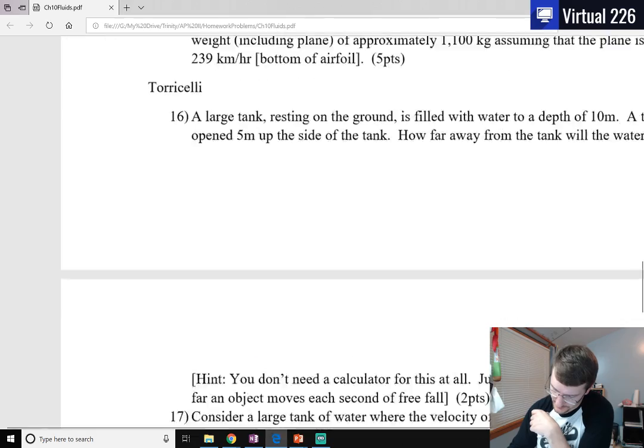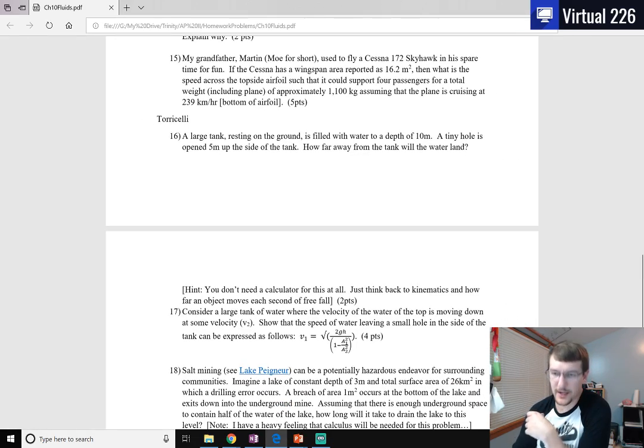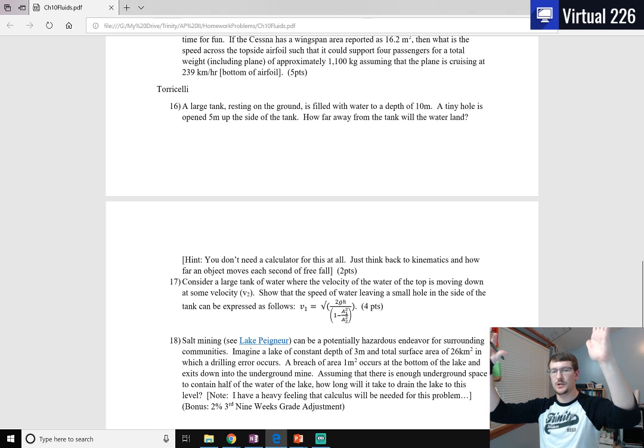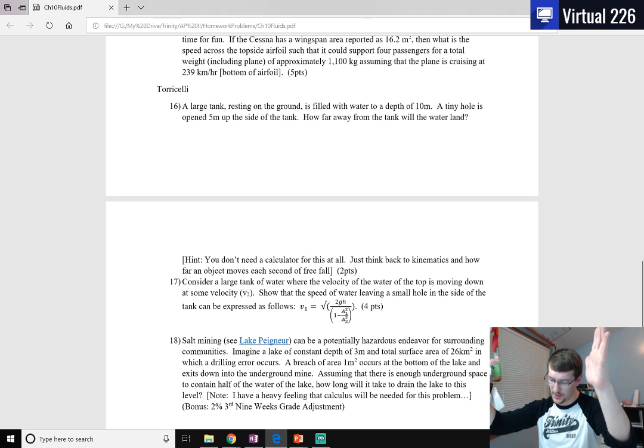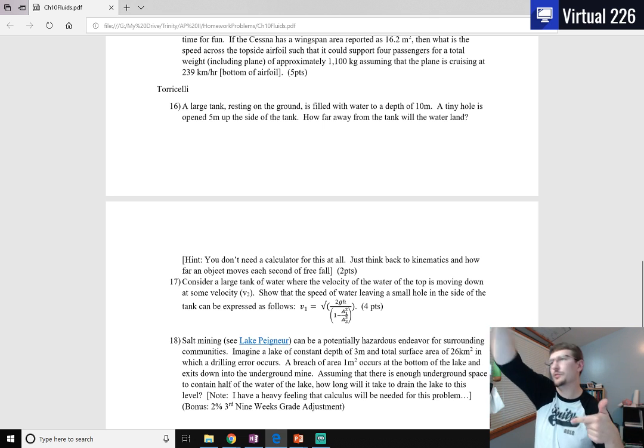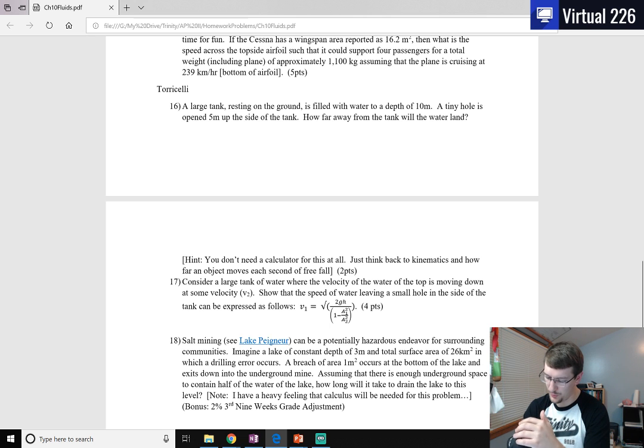What we have in this problem is a Torricelli, or a tortellini, as we call it. What we have here is our classic large tank of water resting, in this case, on the ground. It's filled with water, 10 meters high, so it has a depth of 10 meters, and like always, a tiny hole, a hole much smaller in cross-sectional area than the upper surface of the water, is opened up 5 meters upward on the side of the tank.